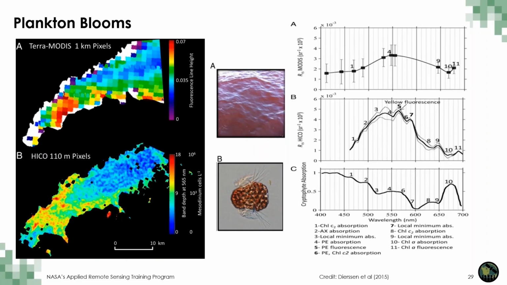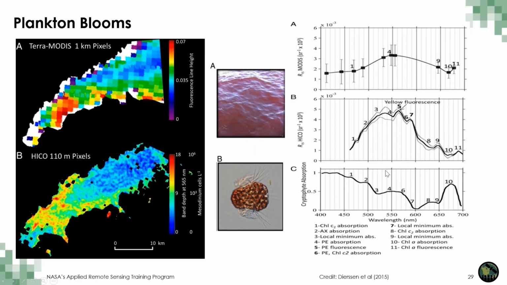Mesodinium is mixotrophic as it enslaves chloroplasts from its main food source, which is a microscopic alga, but it can also engulf and process other microscopic organisms of the planktonic community. The graphs here on the right-hand side compare the remote sensing reflectance of MODIS and HICO and show how the HICO data reveals many peaks and dips related to the presence of phycoerythrin, particularly the peak that is characteristic around 565 nanometers, which cannot be detected by the MODIS data.